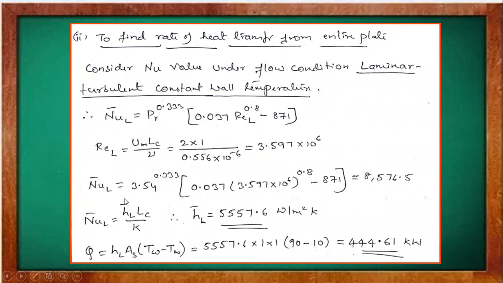From there, get the average heat transfer coefficient. In the previous laminar region, we just multiplied by 2, but here you cannot do that. You have to get the average Nusselt number expression, obtain the average heat transfer coefficient expression, and get the value. Then substitute in the rate of heat transfer expression, where h_L is nothing but h_L bar, into A_s into T_w minus T infinity. You will get the Q.